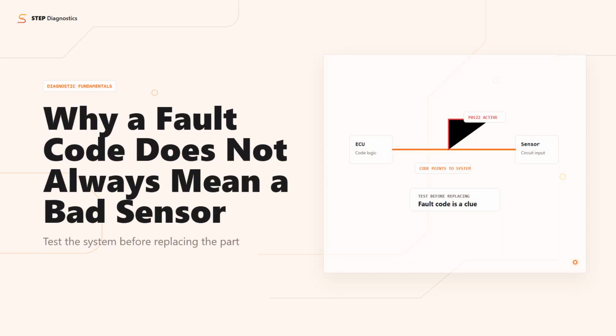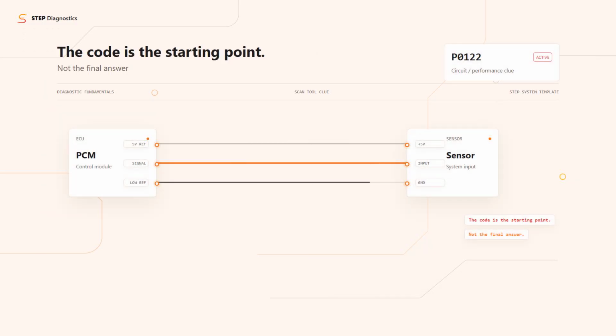A fault code can point toward a sensor, but it does not automatically prove the sensor is bad. On a scan tool, a sensor code may say signal low, signal high, performance, or circuit range. That tells you what the ECU noticed. It does not tell you why it happened.